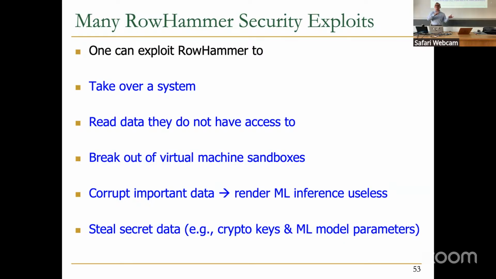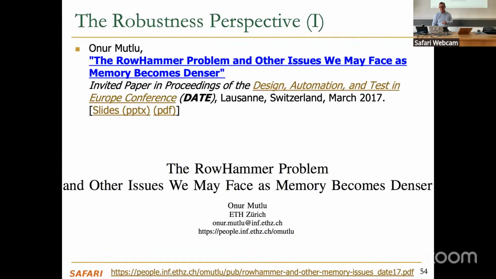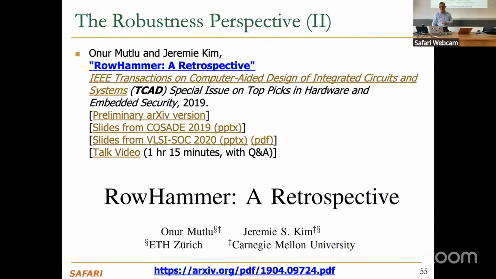Other people have shown this in CPUs, etc., but GPUs are also special today. And also, you can steal secret data like cryptographic keys or ML model parameters, and there are a lot of works that show this. Okay, so we're going to cover this more. We have a lot of papers. Some of these will be suggested.